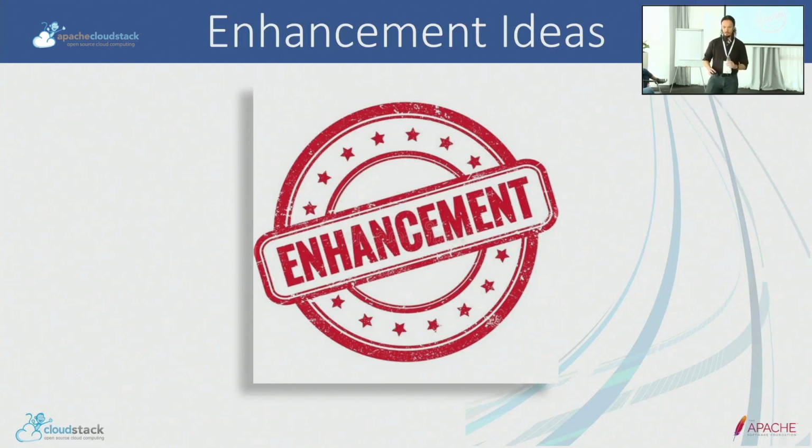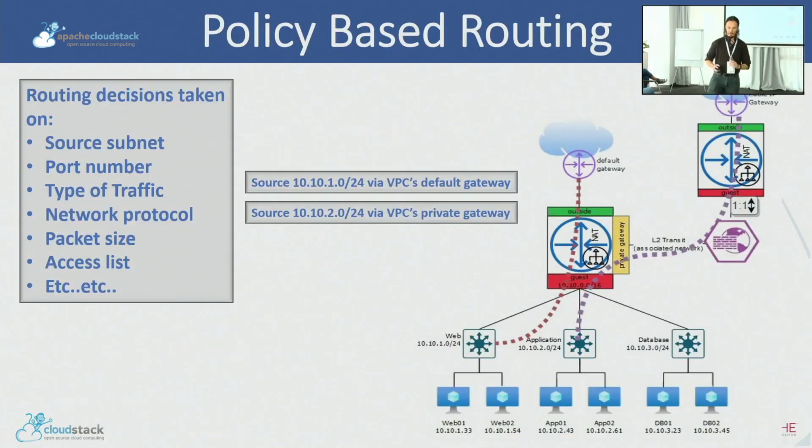The first one that we're looking at, policy-based routing, which has been a standard feature in routers for a long time, where you route not only based on the destination, but also on the source IPs, port number, packet size. I've seen policy-based routing that even took the time of day into account. There are all kinds of things that you can use to decide which path the packets should take.